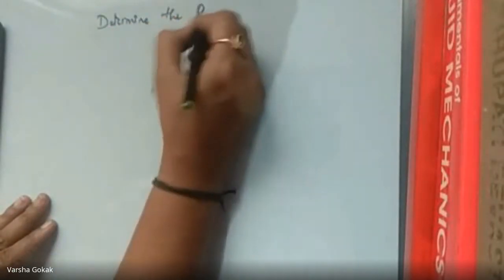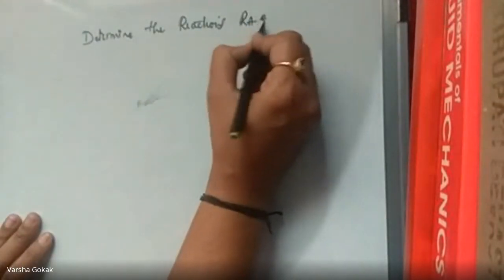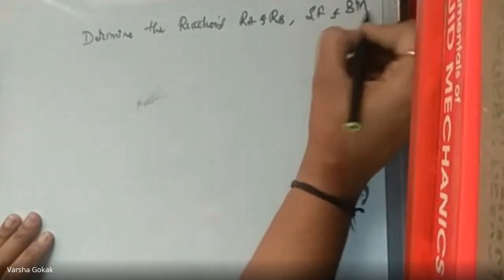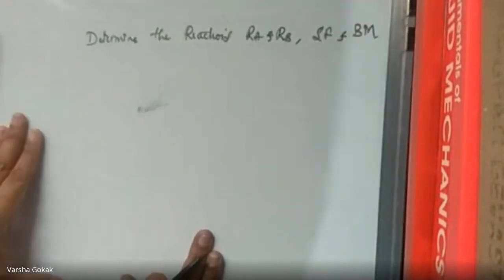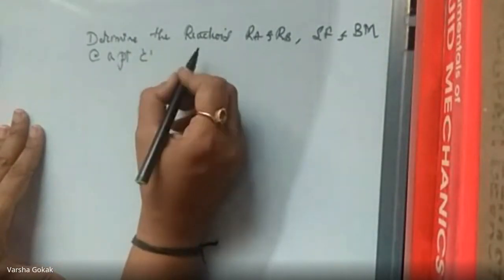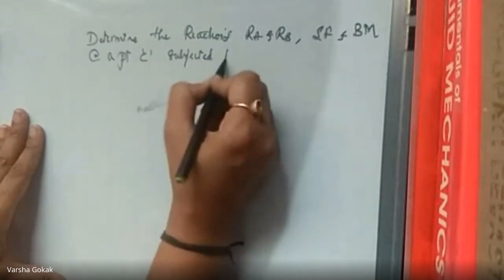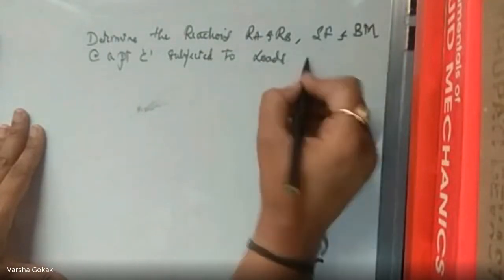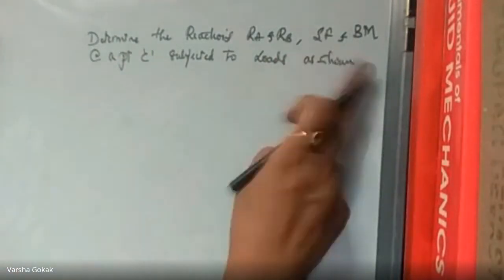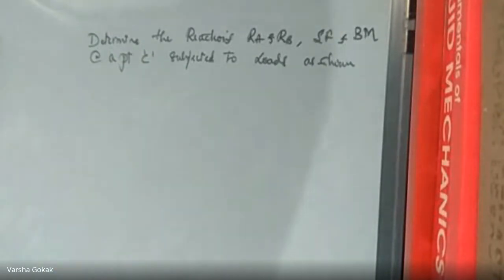Determine the reactions RA and RB, shear force and bending moment at a point C, when it is subjected to loads as shown in the figure. So we have to find the reaction, shear force, bending moment at a point C, which is given in the question. It is not the general RA, RB.